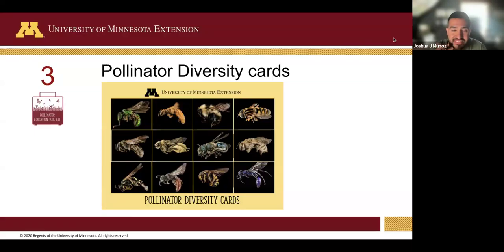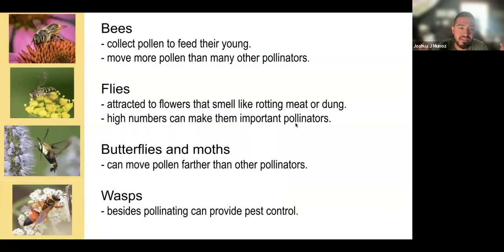Pollinator diversity cards. This goes a little bit more into detail, and this is another station, detailed on specific bees. I talk to students about how they're going to have to write down four or five of these on their sheet, but this gets them prepared for projects coming up later.